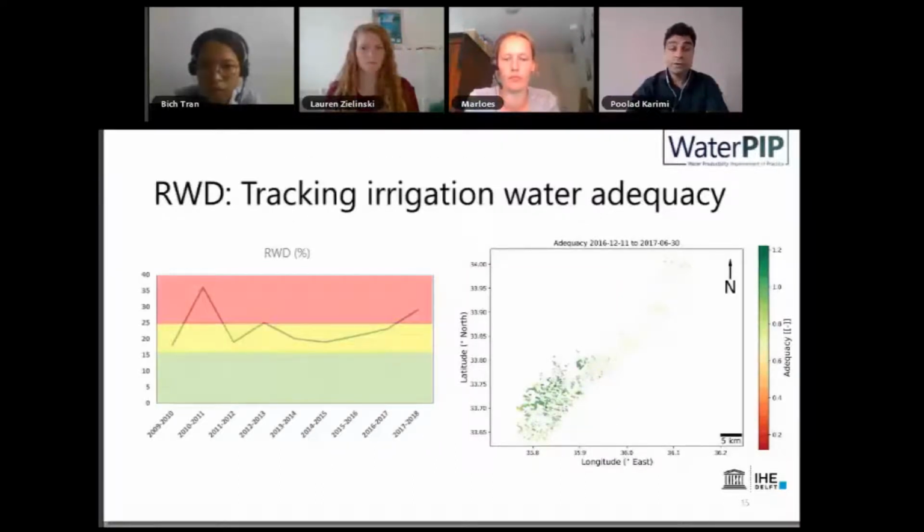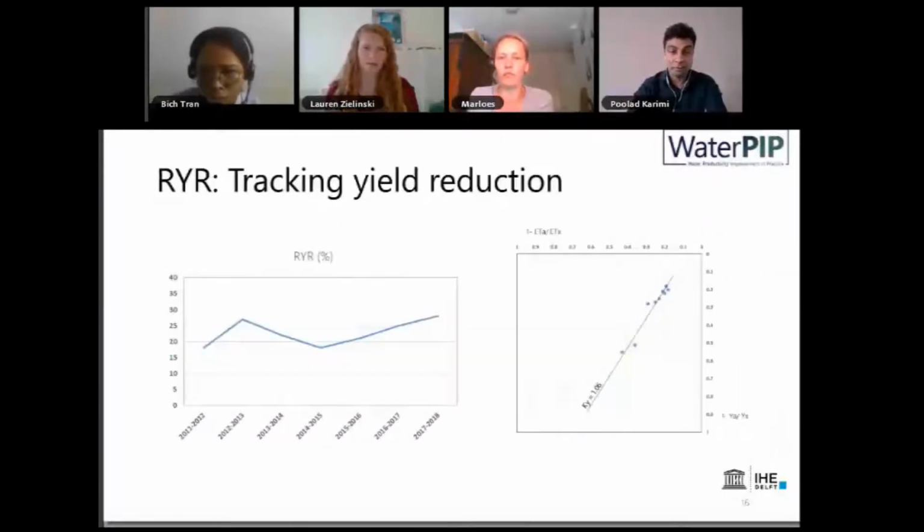We could also look into relative water deficit, which tracks the irrigation water adequacy. It shows us how much water, in comparison with the maximum evapotranspiration, is available in different places in an irrigation scheme. Here you see again the changes of the relative water deficit through years. You see in some years there has been a huge deficit in water. In other years there have been less deficit. And you can also look into this spatially and see what are the areas that are more affected by the lack of availability of water.